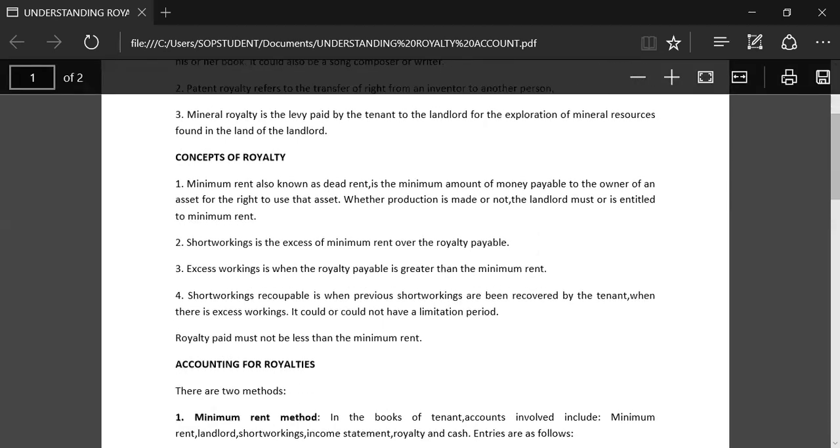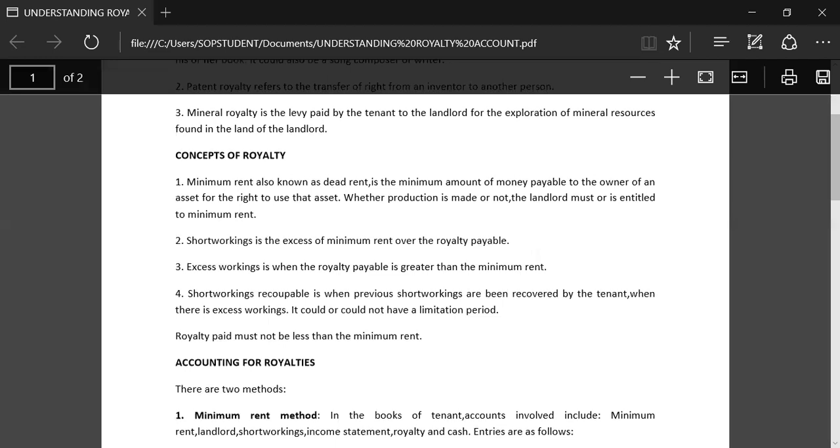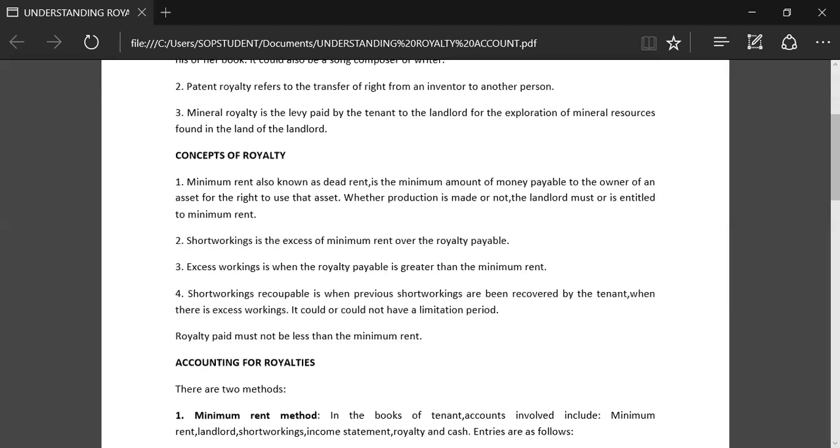Concept of royalty. We have minimum rent, which is also known as dead rent. This is the minimum amount that can be paid to the owner of the asset. Minimum amount. So in other words, whether production takes place or not, minimum rent is the amount that the landlord is entitled to.